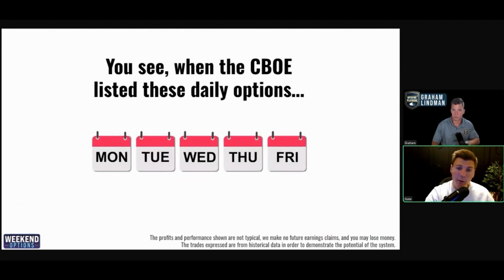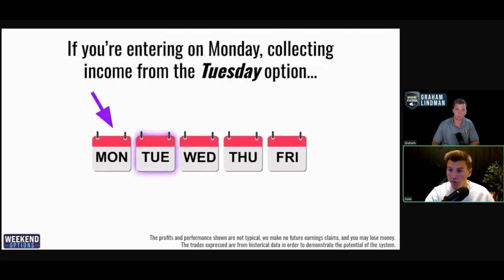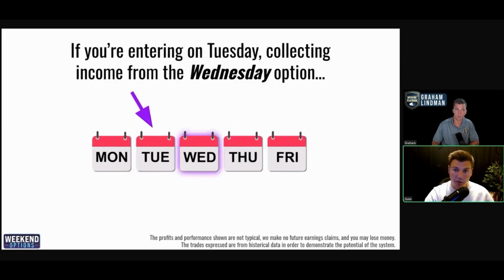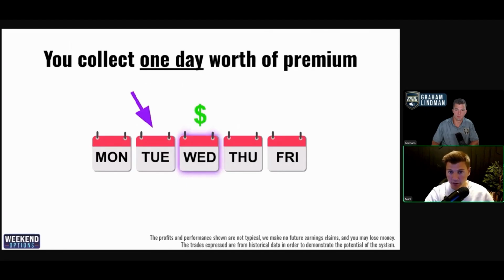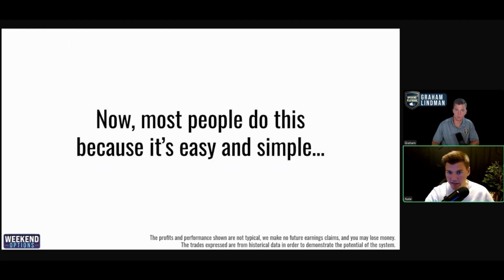But the way I collect these premiums is very unique based on what we figured out from the weekend. So when the CBOE listed these daily options, all expirations Monday through Friday, they calculated a standard amount of premium for each day. If you're entering on Monday, looking to take advantage of those Tuesday premiums, you're going to collect 1 day worth of premium. If you're entering on Tuesday, collecting income from the Wednesday option, obviously you're collecting 1 day worth of premium, and so on and so forth. Each day has a premium.